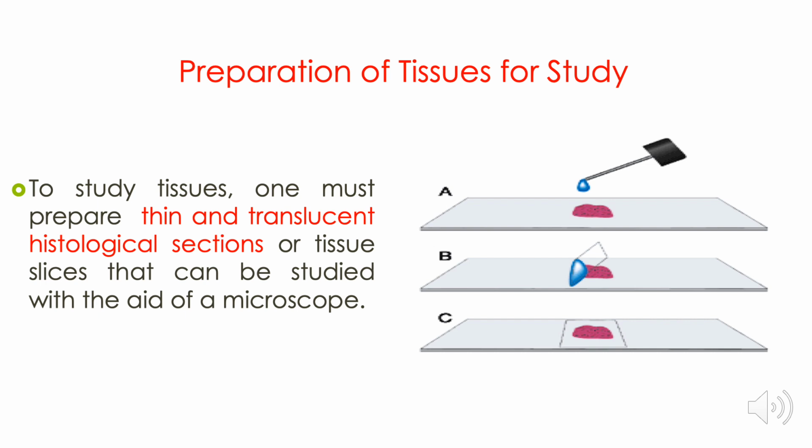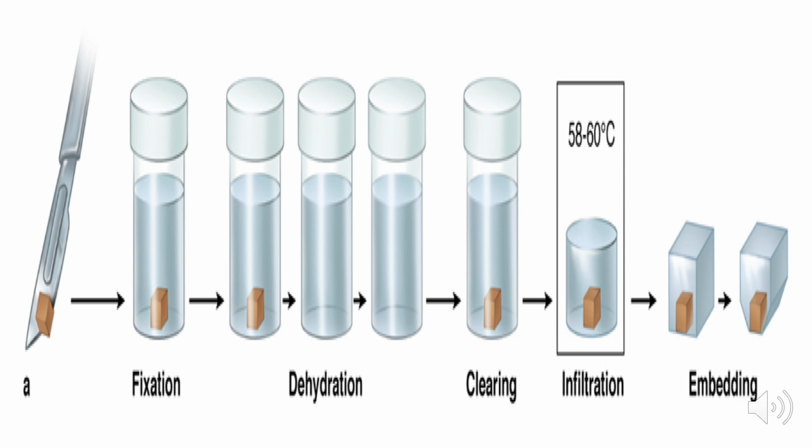But the problem is, before we can prepare a thin histological section of the organ that we need to study in histology, the organ has to undergo different tissue processing steps. Okay, so shown in the photo are the different steps that the organ has to undergo so that we can prepare the thin section. And it will always start with fixation. So let's try to discuss fixation first, okay?